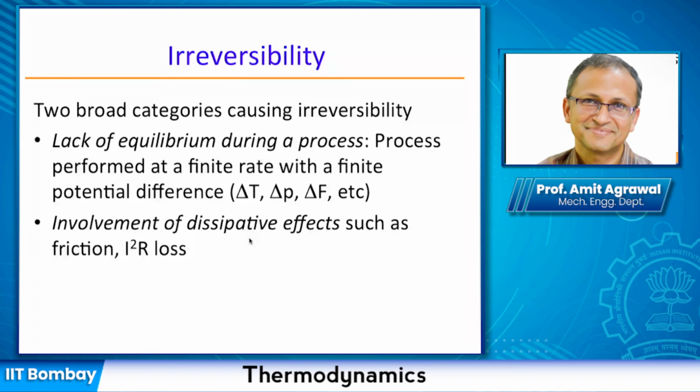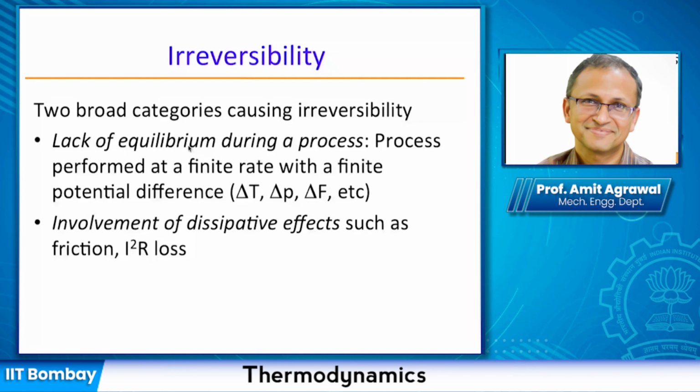And as we also said, if the gradient is small, then the equilibrium assumption can be satisfied, but the process is still not reversible. Now, if the delta T, delta P, delta F is very large, then you would have both quasi-equilibrium and reversibility not being there.